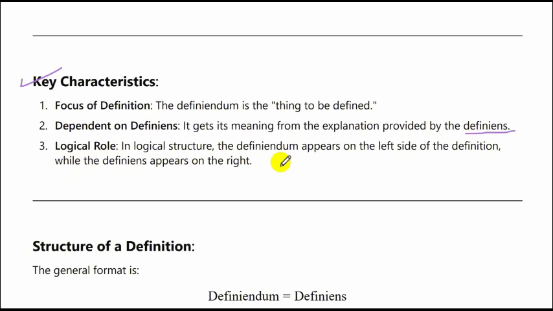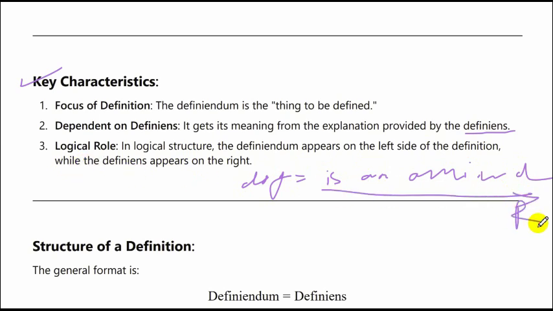In logical structure, the definiendum appears on the left side of the definition. So, we say dog is an animal, and more description of it, while the definiens appears on the right hand side. The definiendum appears on the left, definiens appears on the right side.